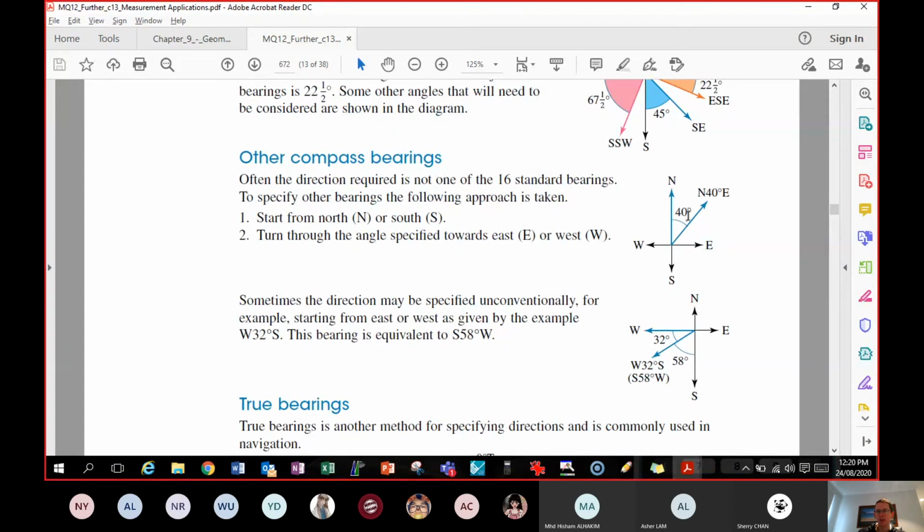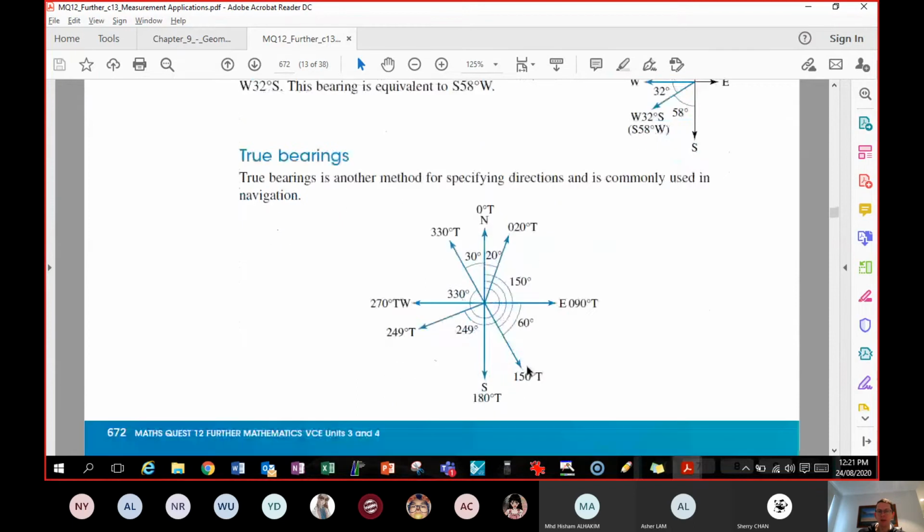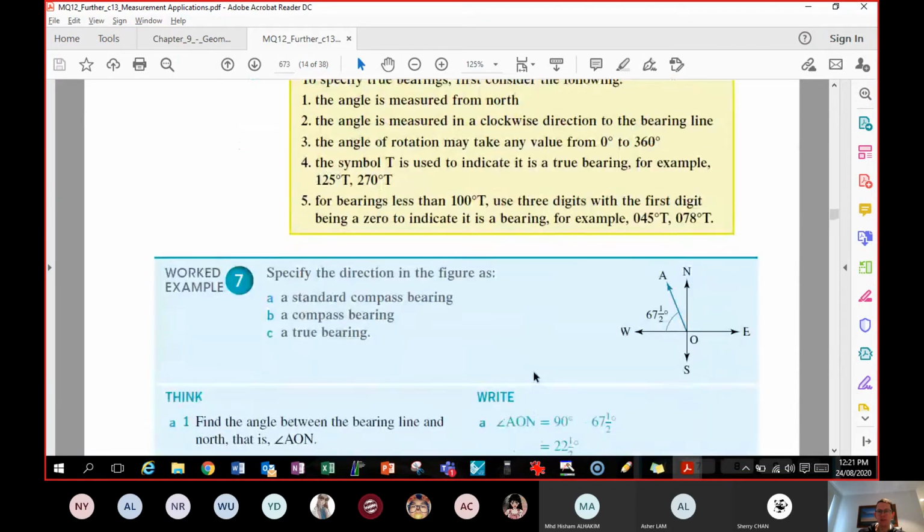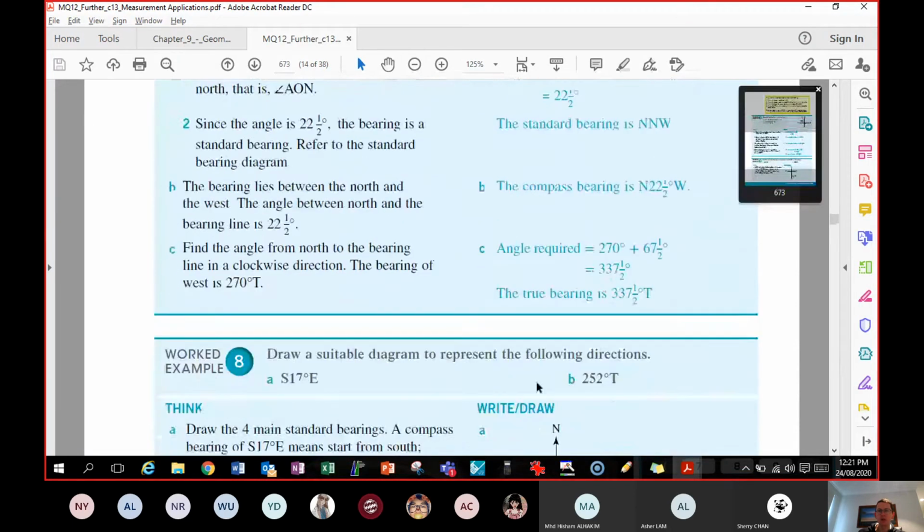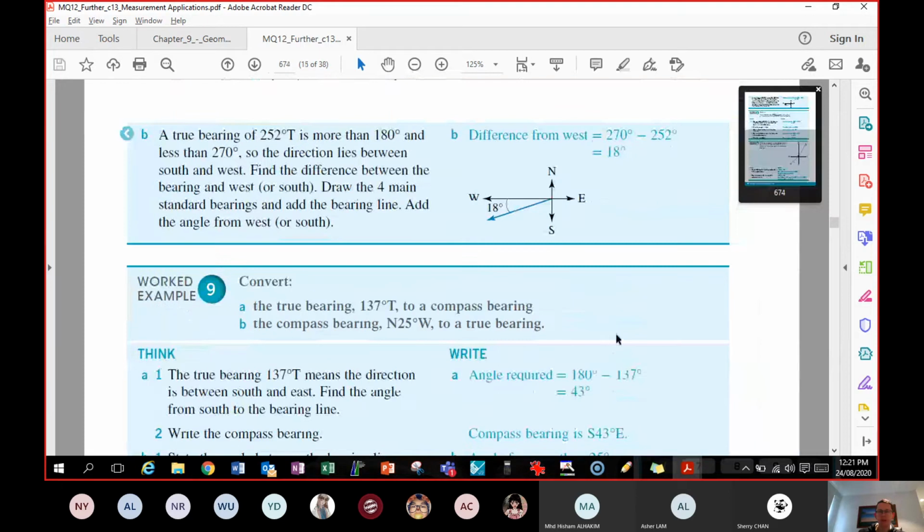North 40 degrees to the east would be the same thing as 040. This is south 58 degrees to the west, which would be the same thing as 180 plus 58. So you need to know how to convert between these and find those, which I think is pretty easy. Most people normally get the hang of them.